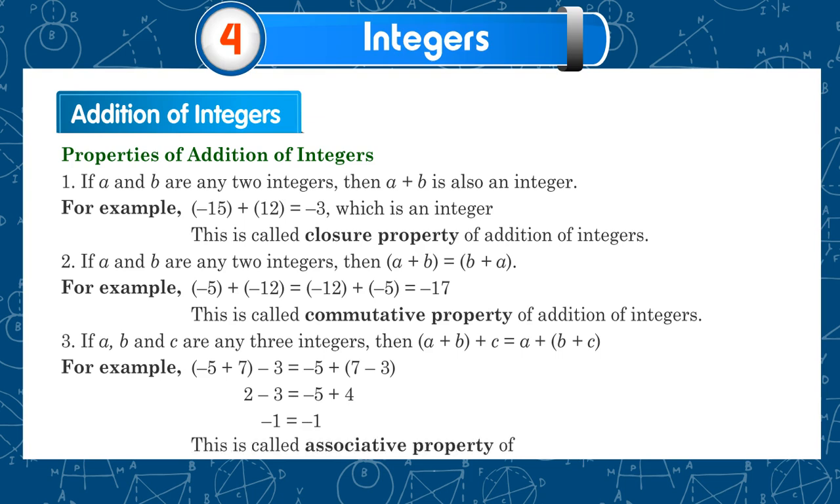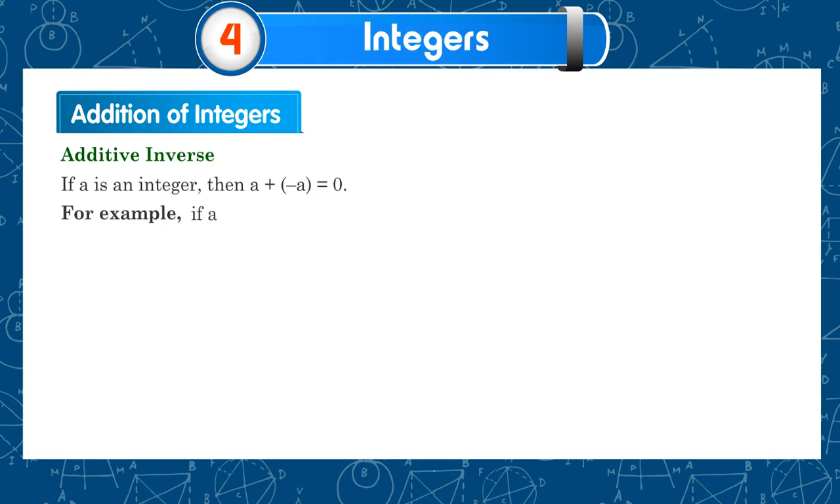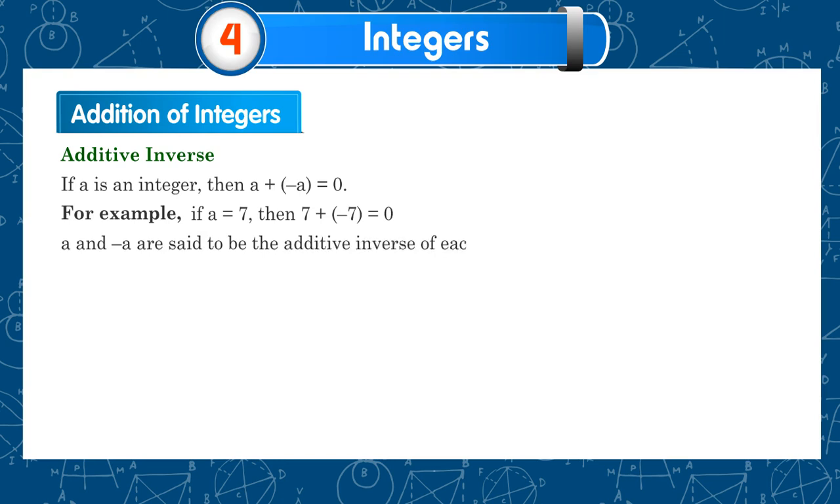Additive inverse. If a is an integer, then a plus -a equals 0. For example, if a equals 7, then 7 plus -7 equals 0. a and -a are said to be the additive inverse of each other. In the above example, the additive inverse of 7 is -7 and the additive inverse of -7 is 7.